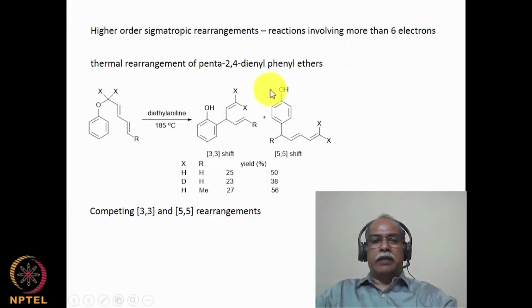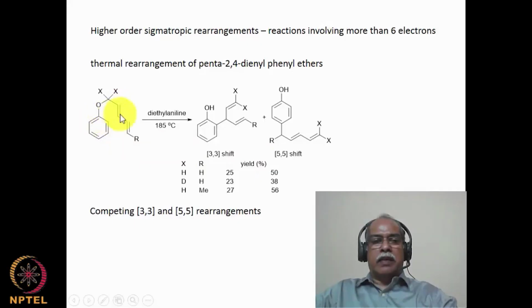The very typical example of a 10 electron system involving a 5,5 sigmatropic rearrangement is the pentadienyl phenyl ether. If you look at this molecule here, this is a phenyl ether and a pentadienyl ether. So it is a pentadienyl phenyl ether is what we are referring to. When this is refluxed in diethyl aniline, which is a high boiling solvent at 185 degrees Celsius, there are two products that are formed. The first product is resulting from a 3,3 sigmatropic rearrangement.